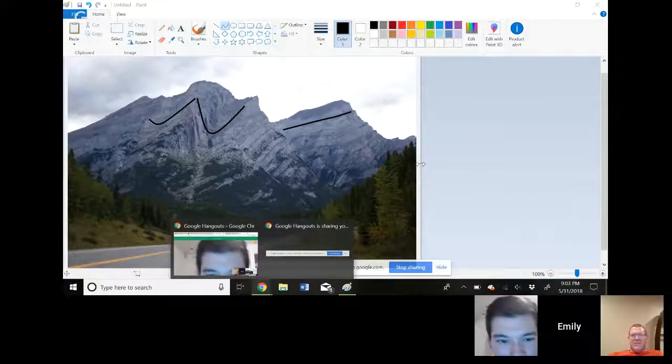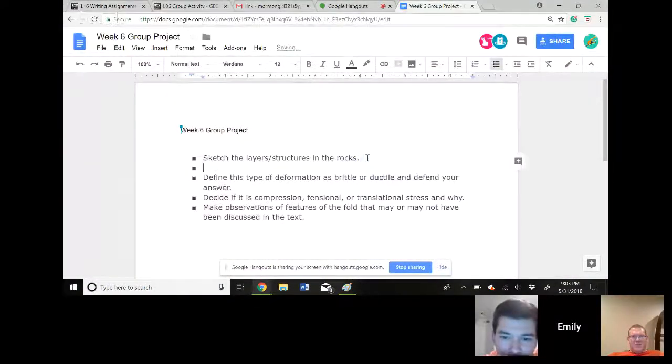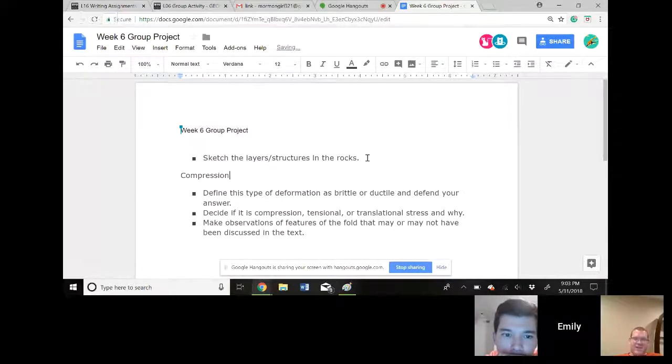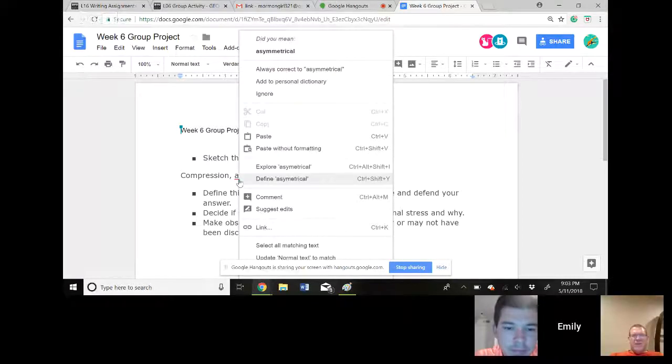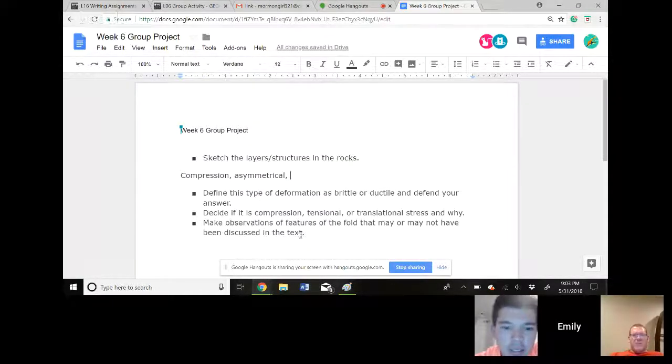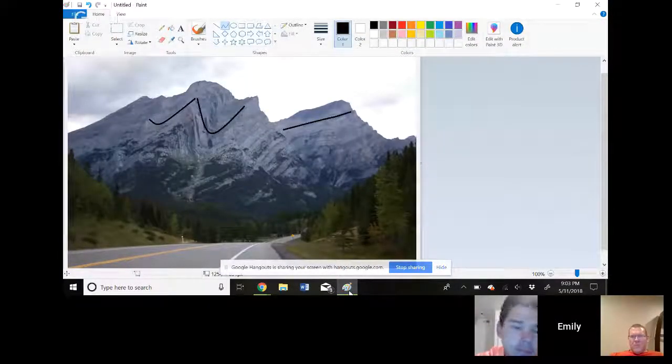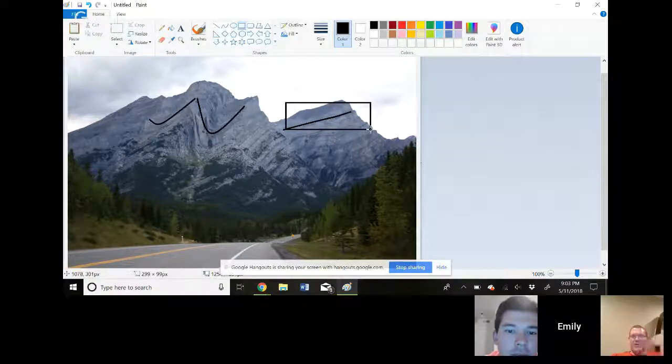How do we know when it's compression? Because compression is going to make the waves, and if it was tensional, it would just be like thinning and stretching. What else do we notice? Like the peak on the right, you can tell because it's a much lighter angle. At one point, that could have been a monocline because it sort of steps down, but then it does have the syncline next to it.